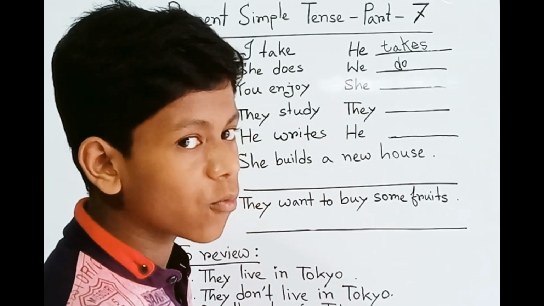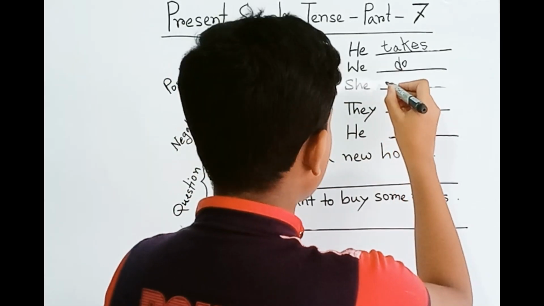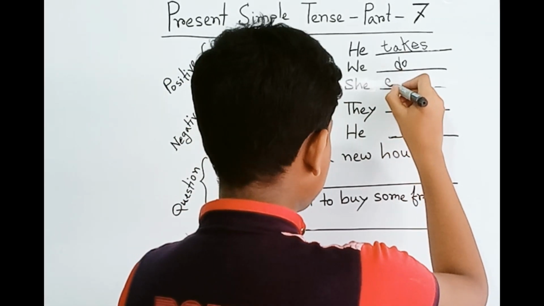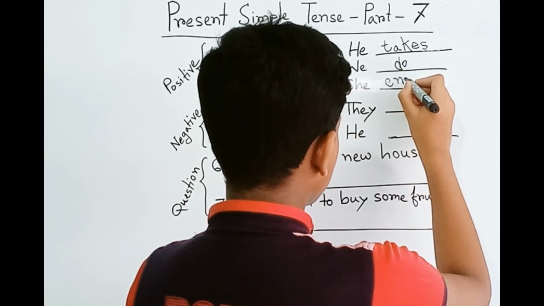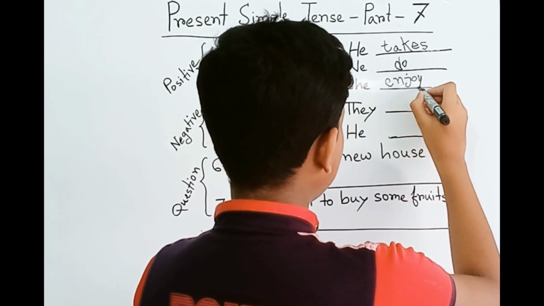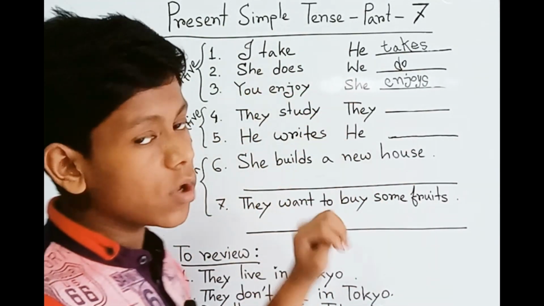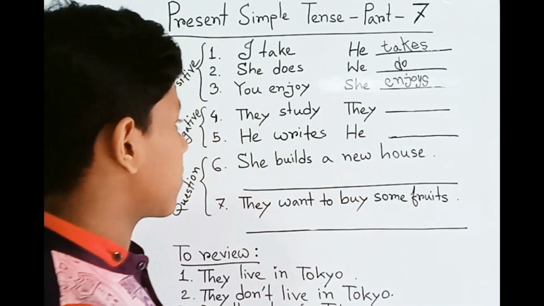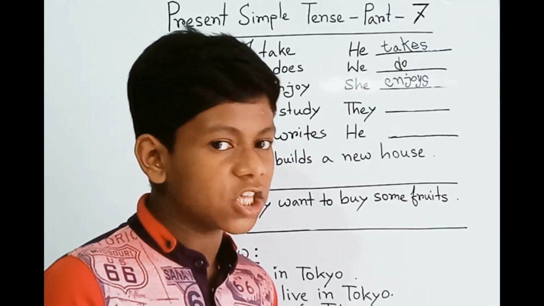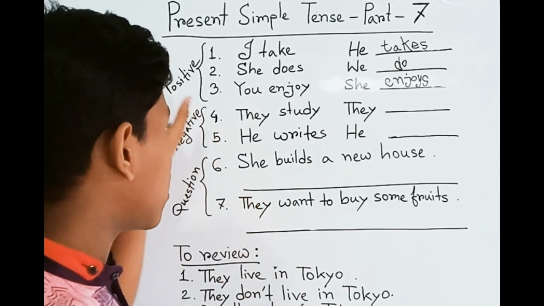So here we can write: you enjoy. So it will be she enjoys. E, N, J, O, Y, S. Enjoys. You enjoy. She enjoys. Okay, I hope that you have already understood positive because we have already learned this lesson.